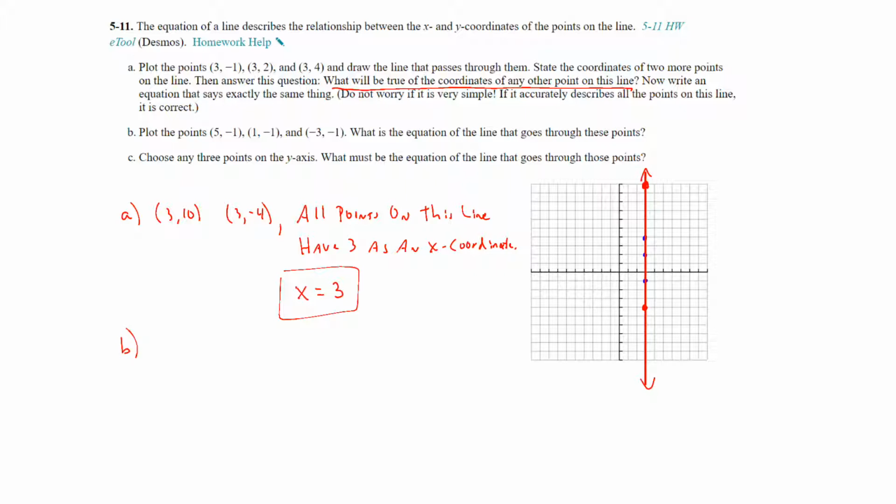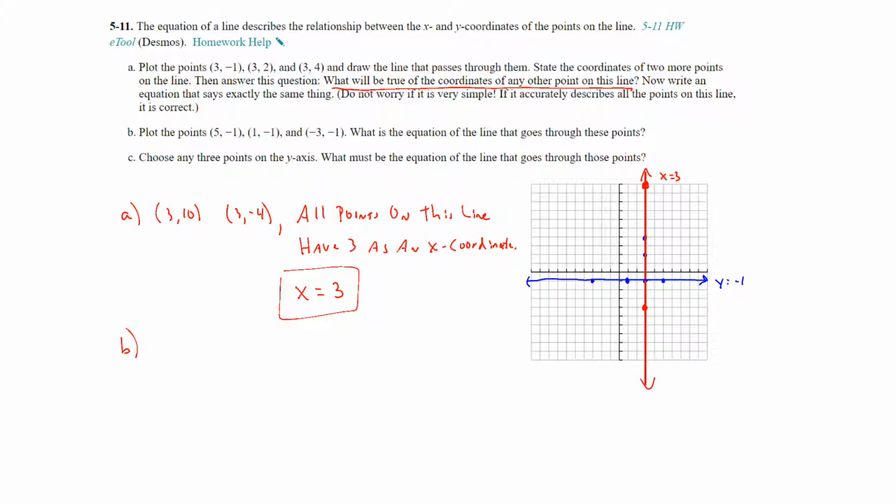B, plot the points (5, -1), (1, -1), and (3, -1). So I'm going to change colors here. So we'll go (5, -1), (1, -1), and (-3, -1). What is the equation of that line that goes through these points? So the first one, we were dealing with a vertical line, and these values were all at x equals 3. Now we're dealing with a horizontal line, and these values are all at y equals negative 1.